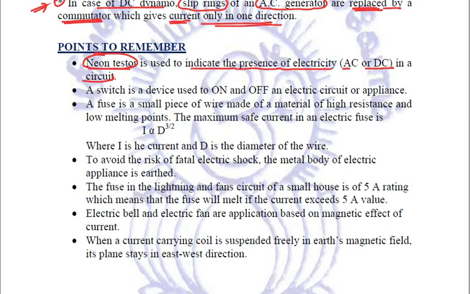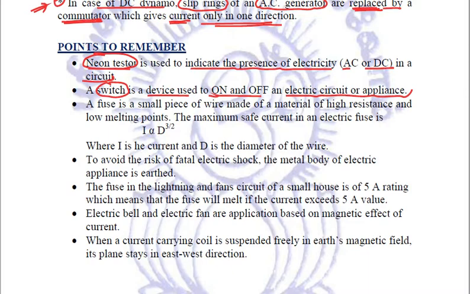Second thing is switch. What exactly is a switch? It is a device used to on and off an electric circuit or appliance, means to start or to stop. That is done through a switch. Quite common. We use it every day in our houses, so we already know it.